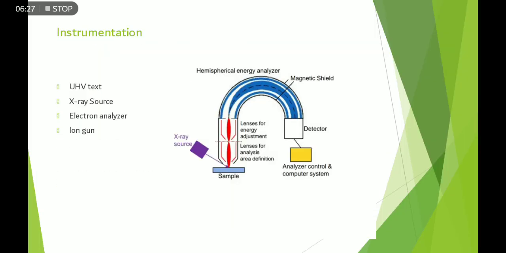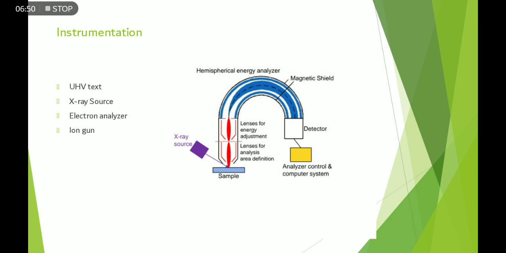So coming to the next, what is the instrumentation of XPS? As we can see in the diagram, there is a purple colored hemisphere energy analyzer, which is protected with a magnetic shield, and it is connected to the detector, the analyzer control and the computer system.